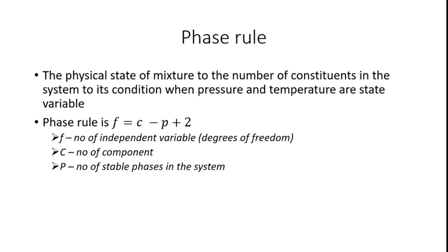The phase rule is small f equals small c minus small p plus 2. Here, what is f? f is the number of independent variables, also called the degrees of freedom in the phase diagram. Small c is the number of components available in the system. And small p is the number of stable phases in the system. These are the rules available with the phase diagram. So the phase diagram always follows one common rule: f = c − p + 2.